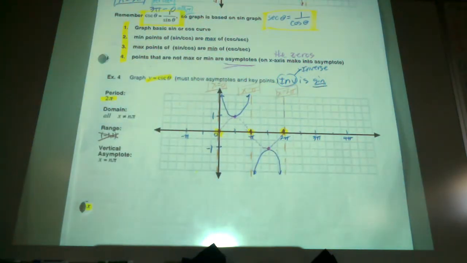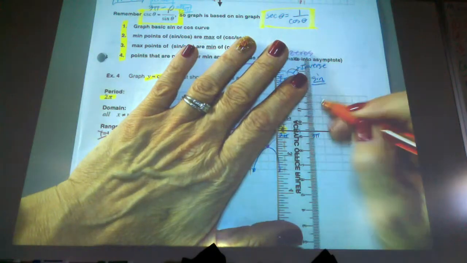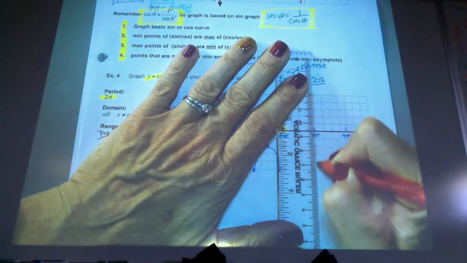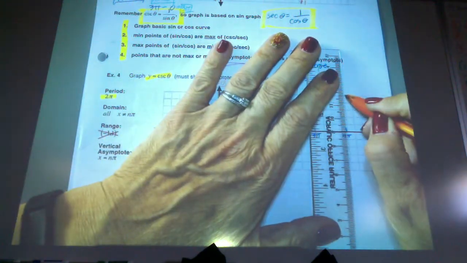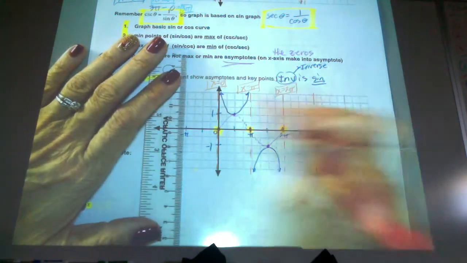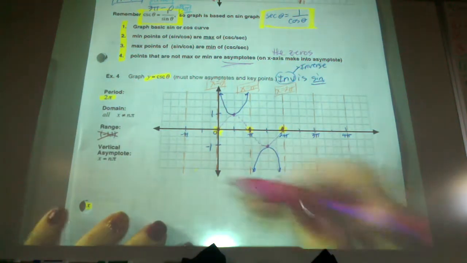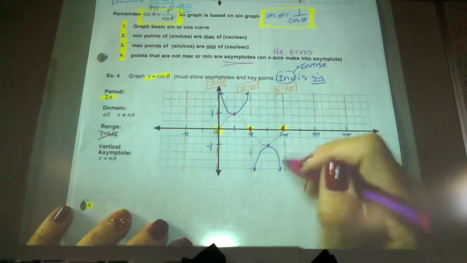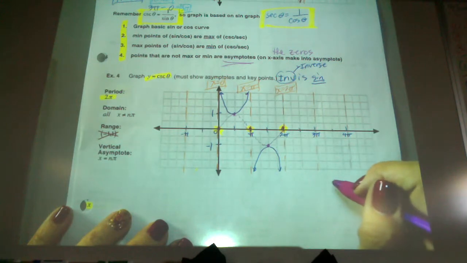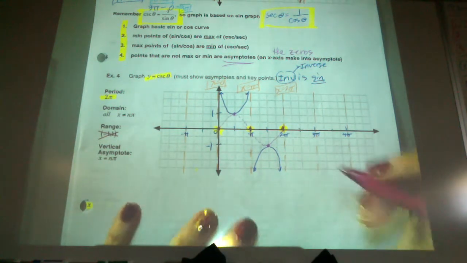So from here, you need to put in your asymptotes at every pi to finish out the pattern using a straight edge, of course. And then don't forget to continue your pattern of points. You cannot just do up and down parabolas without the proper points because you'll lose half your points for your graph, because that's the accuracy of your graph.